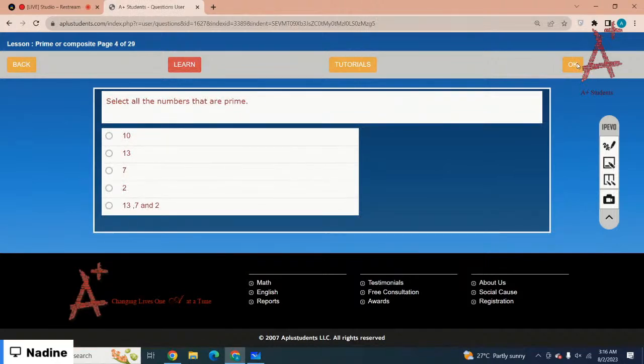Which number is prime? 10, 13, 7 and 2. Select all that are prime numbers. So which is the correct option? Yes, very good. They are 13, 7, and 2. The correct option is the last one.